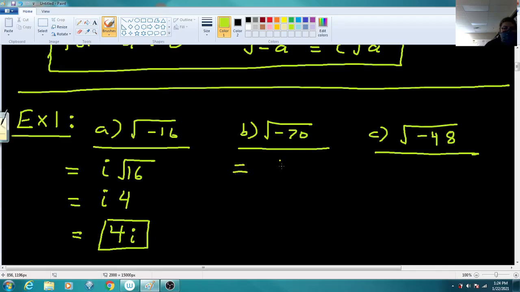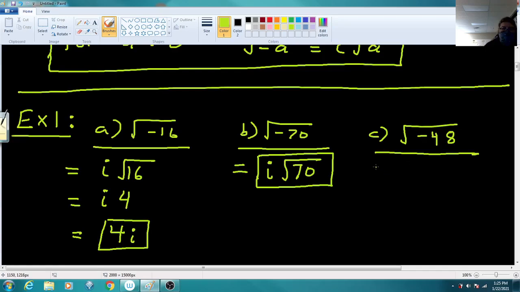For part B, we have the square root of -70. That's i times the square root of positive 70. 70 is just 7 times 10. There are no perfect squares in it, so that's as simple as that gets.